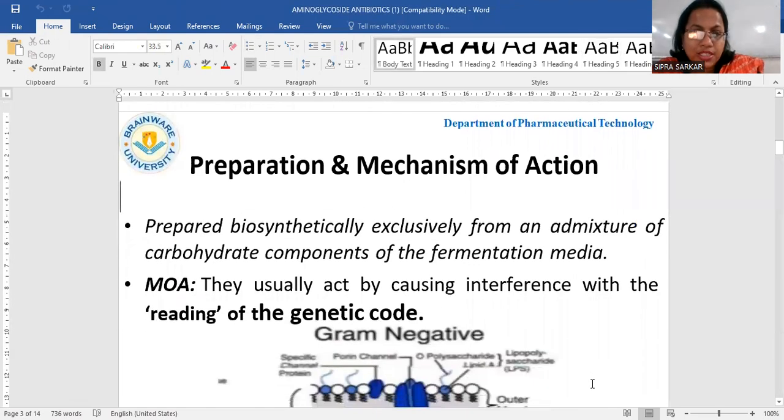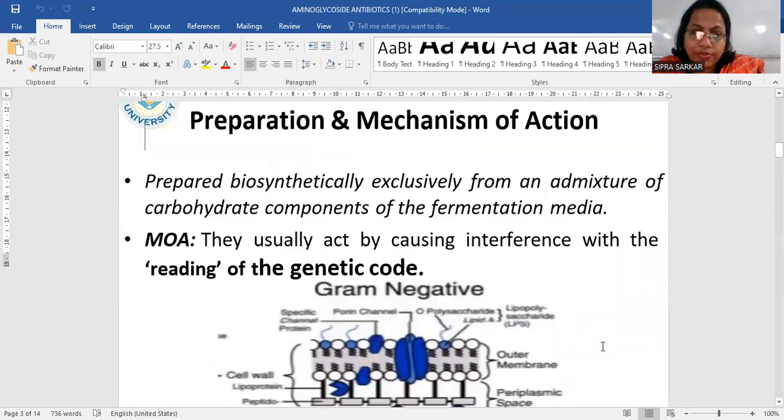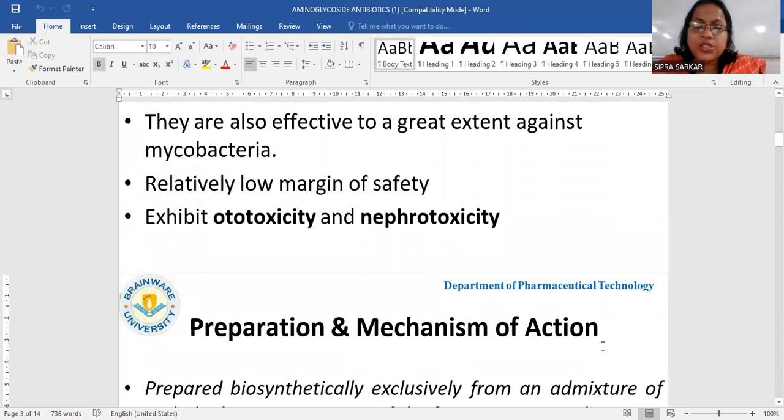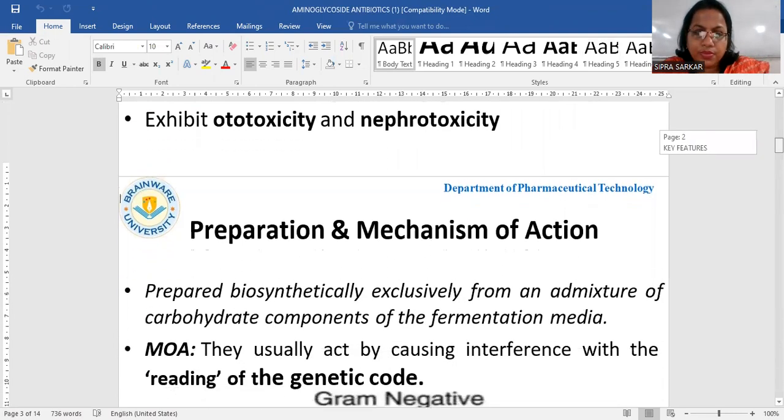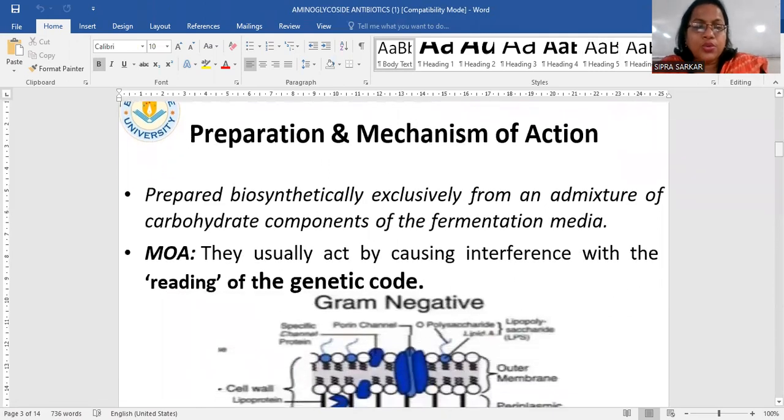Now coming to the preparation and mechanism of action. How is it prepared? Generally, they are prepared biosynthetically from an admixture of the carbohydrate components of the fermentation media. Here glucose units are fermented, and streptomycin is a drug that is derived from Streptomyces bacteria. So that is fermented.